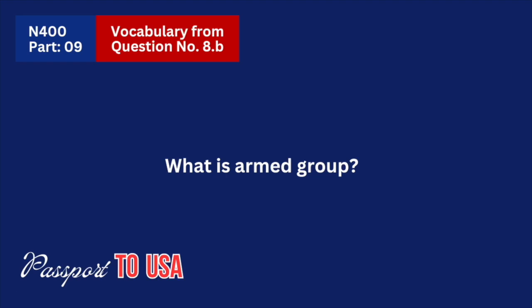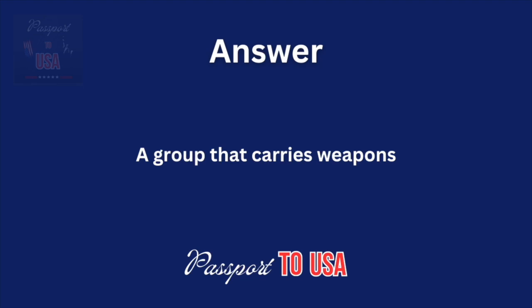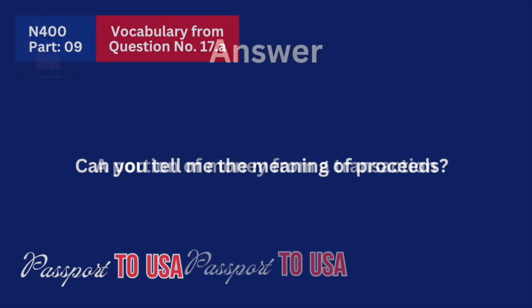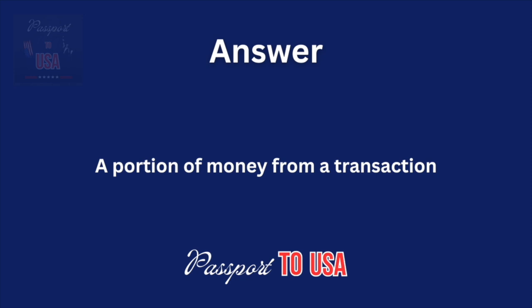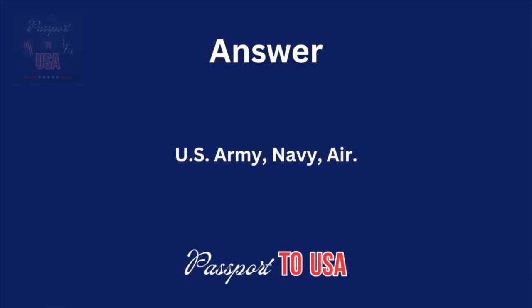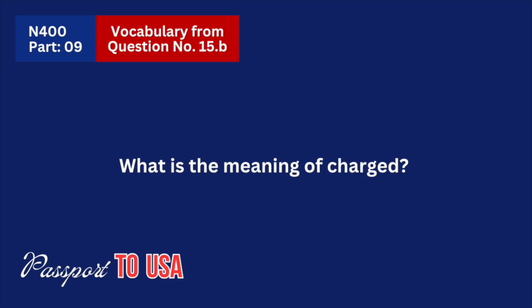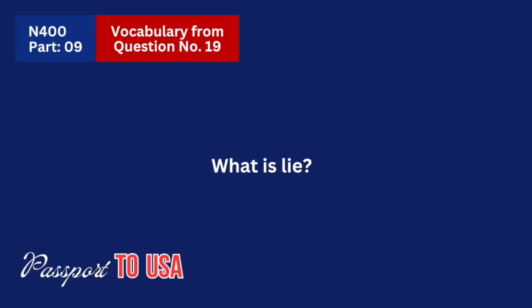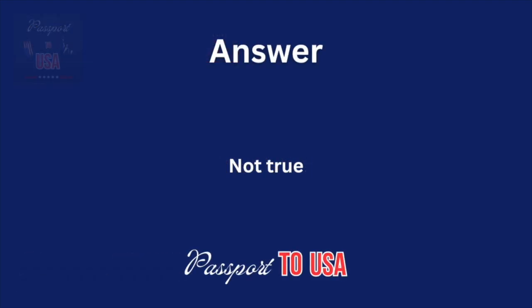What is armed group? A group that carries weapons. Can you tell me the meaning of proceeds? A portion of money from a transaction. What does U.S. Armed Forces mean? U.S. Army, Navy, Air. What is the meaning of charged? Formerly told that you did something illegal. What is lie? Not true.